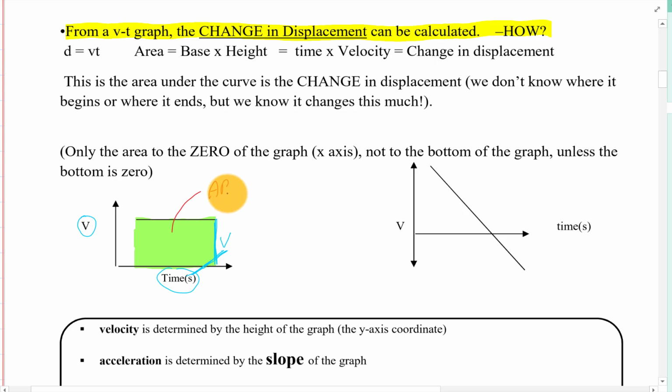That area is calculated by taking the height of it, which is our velocity, and the base of it, which is our time. Velocity times time, at least when you're staying at a constant speed, is our displacement. So the displacement is the area under a velocity time graph.